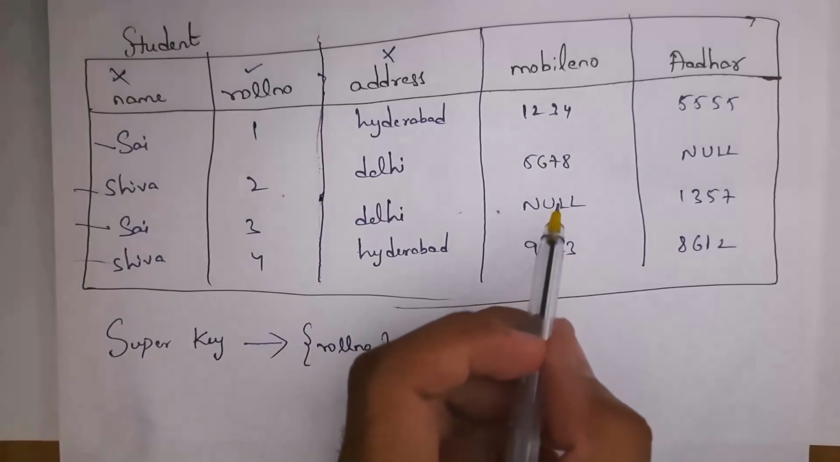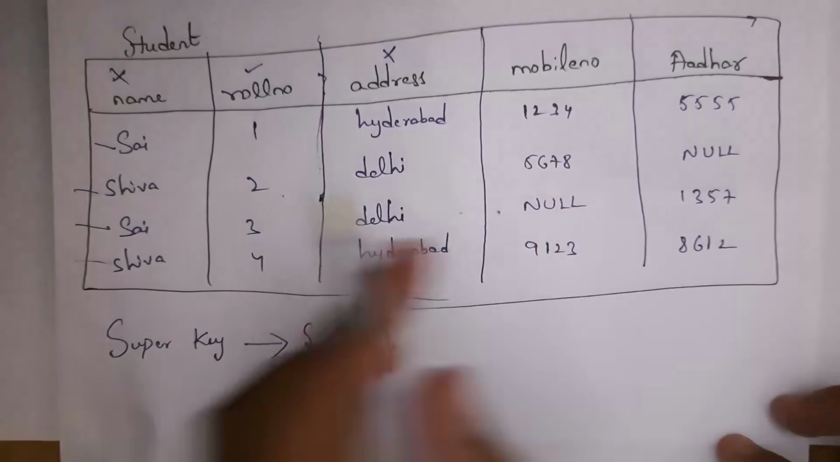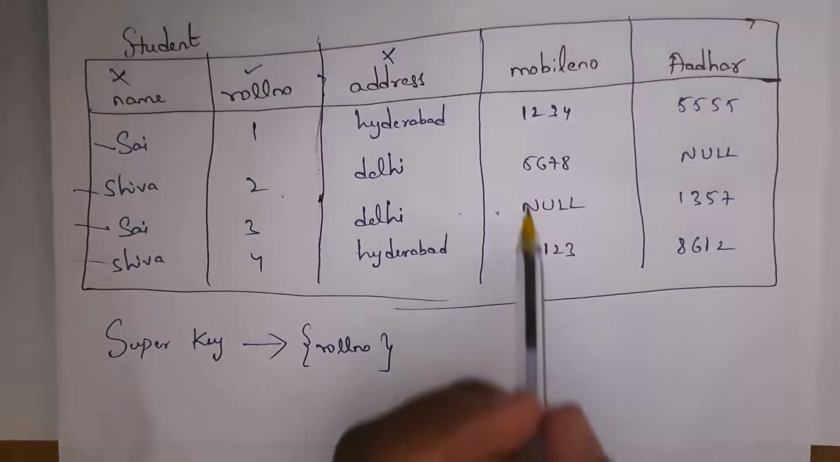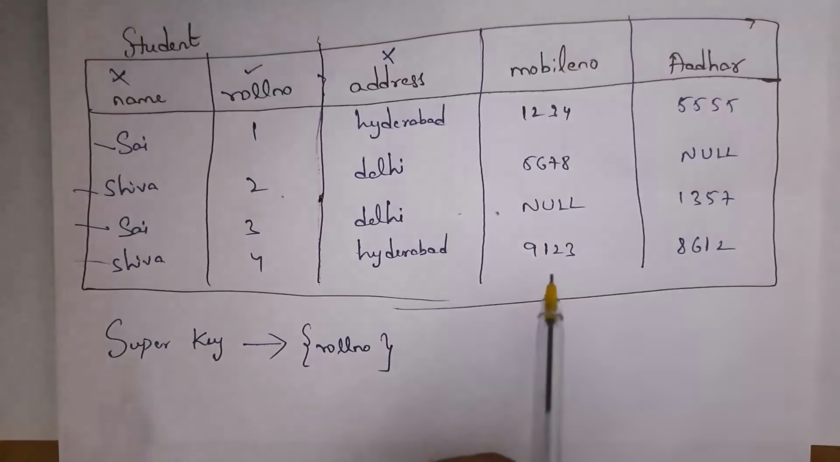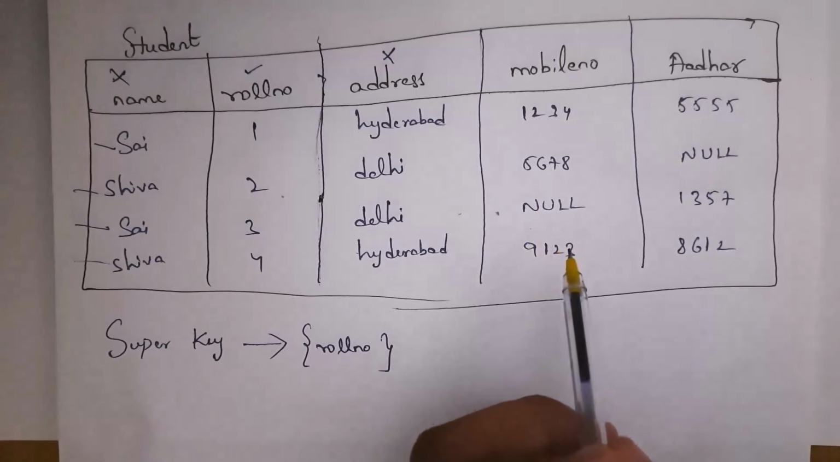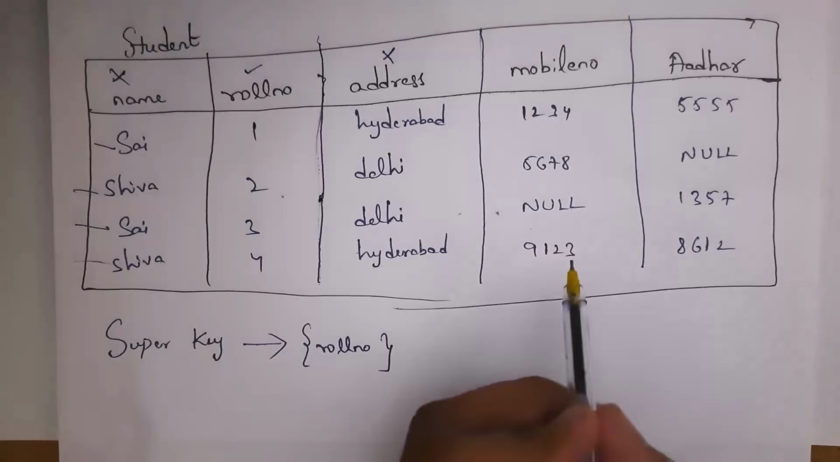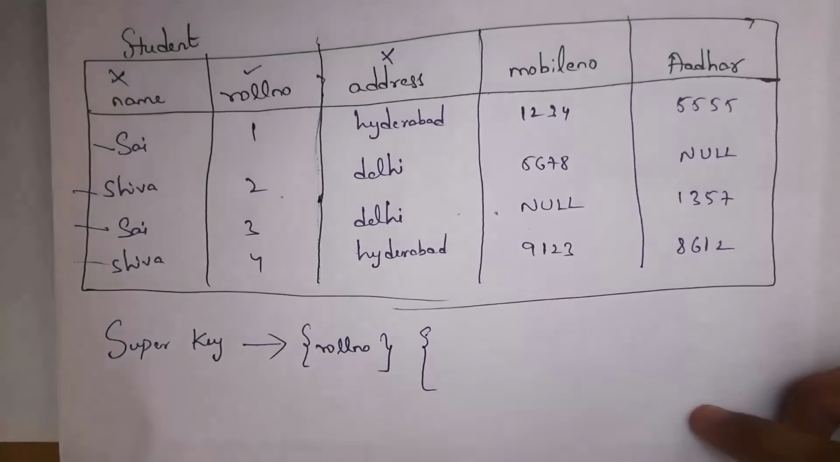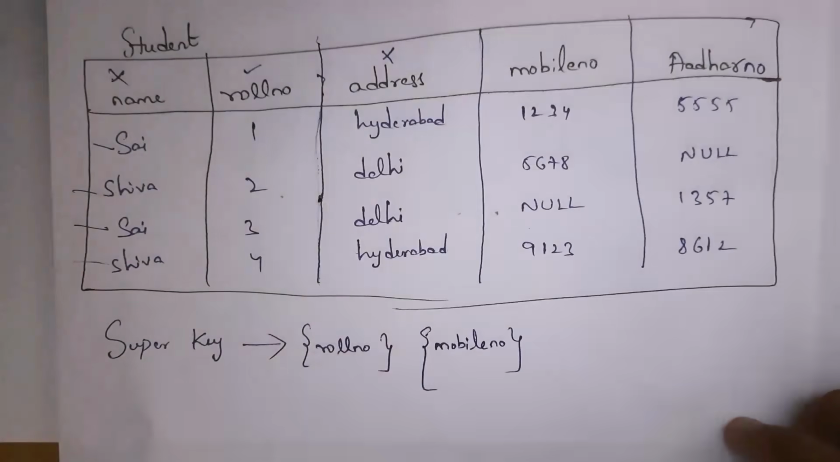And for a super key, null values are accepted. For example, for student Sai, there is no mobile number, so I wrote null here. So in this mobile number column, all values are unique, but there is one null value. Even though there is one null value, it is considered a super key. The only condition is that the column must contain unique values, and null values are accepted. So I will create one separate set for the mobile number column.